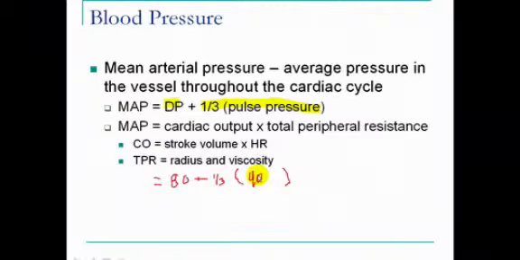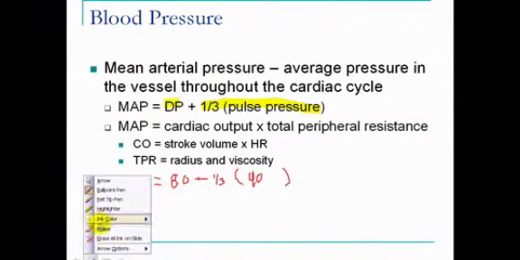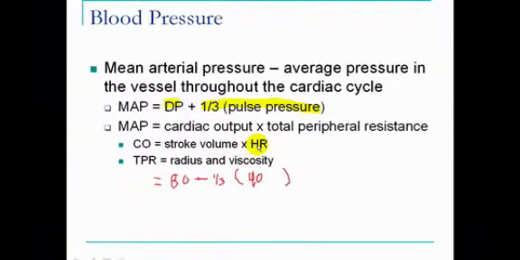That's how they came up with the equation: diastolic pressure plus 1/3 systolic pressure minus diastolic pressure. The other thing is your mean arterial pressure can be determined by cardiac output times total peripheral resistance, because your cardiac output affects blood pressure and your peripheral resistance affects blood pressure. Now let's remember, we learned in our last lecture that cardiac output equals stroke volume, the amount of blood you pump each time the heart contracts, times your heart rate.